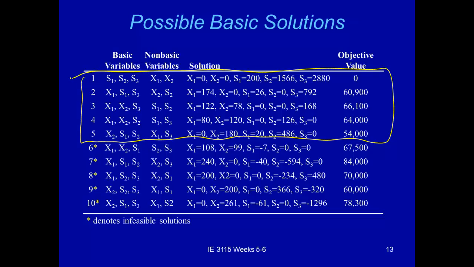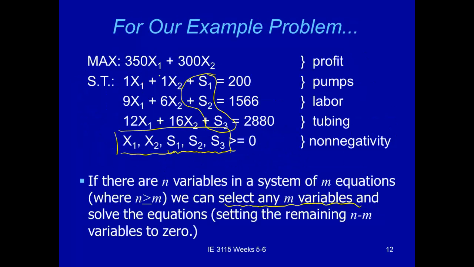Representing feasible solutions. For example, in this first situation, we said, okay, let's just choose 3 to solve. We're going to choose S1, S2, S3 to solve, and we're going to set the other 2, which are X1 and X2, to be 0. And then we use the 3 equations to solve S1, S2, S3. Then it's pretty simple, right?